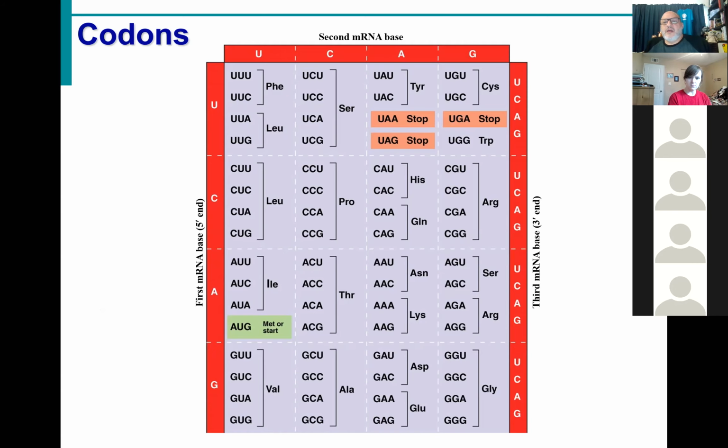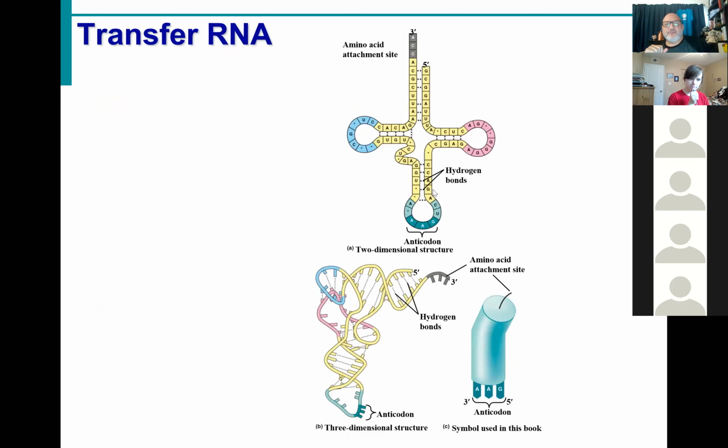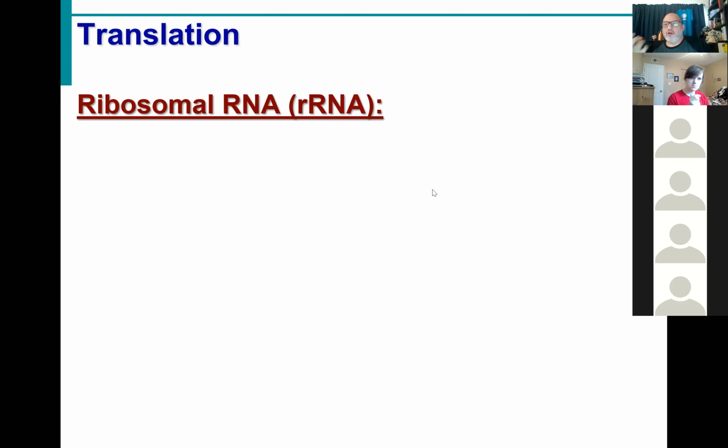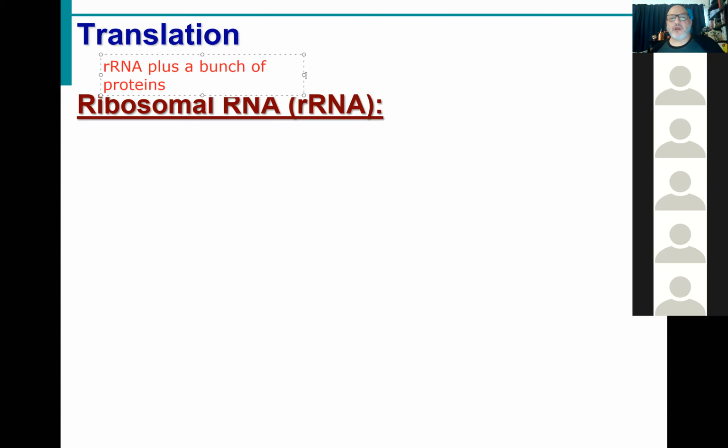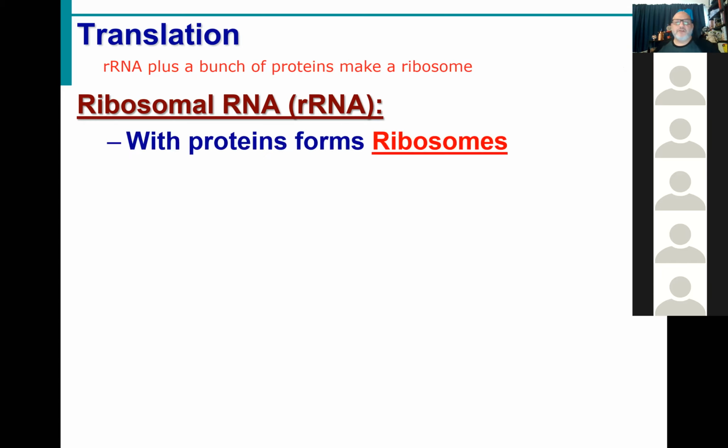Perfect. There is a third type of RNA that is needed as well. That third type of RNA is ribosomal RNA. Now, ribosomal RNA by itself doesn't do anything. The ribosomal RNA plus a bunch of proteins, well, that's how you make a ribosome. So a ribosome is basically made up of ribosomal RNA and proteins.